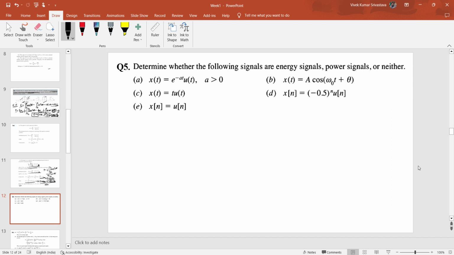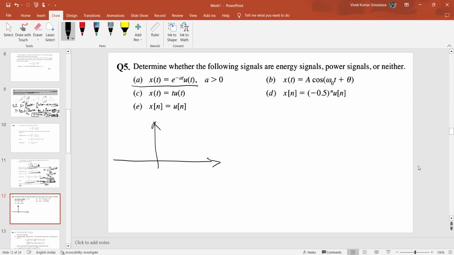So here is the next problem. Here we have to determine whether the following signals are energy signals, power signals, or neither energy nor power signals. So let us see the first problem here, x of t. First of all, we will just plot this signal. Just by looking at this signal we will try to infer whether it's an energy signal or power signal.